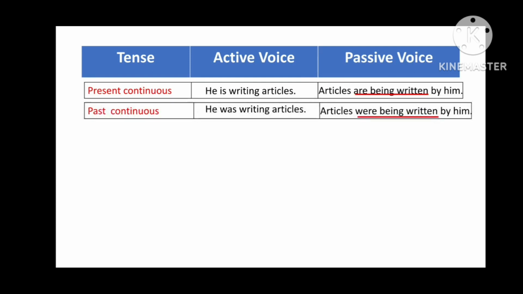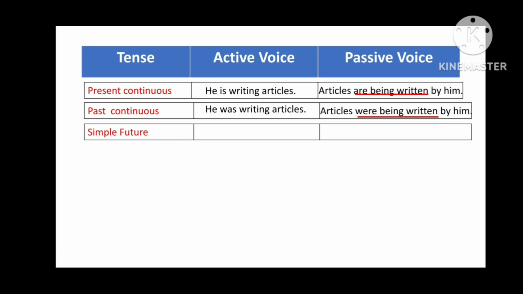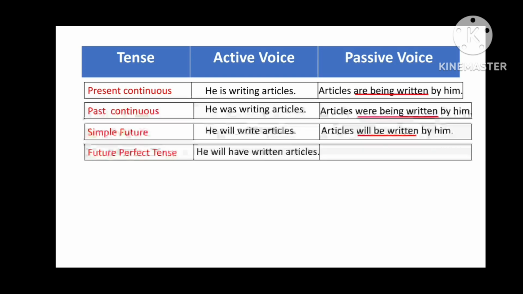We'll also see future tense. In simple future tense, active voice will be he will write articles and passive voice, articles will be written by him. Future perfect tense, he will have written articles. Passive voice, articles will have been written by him, where will indicates future and have indicates perfect tense.